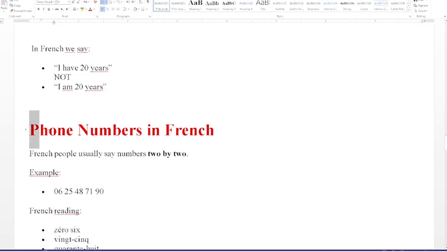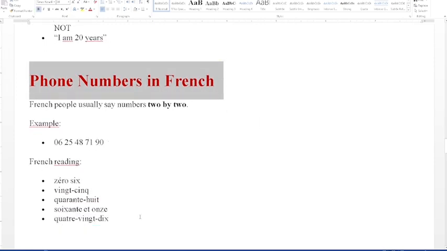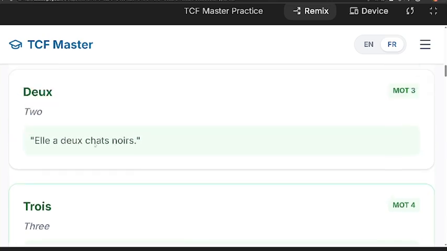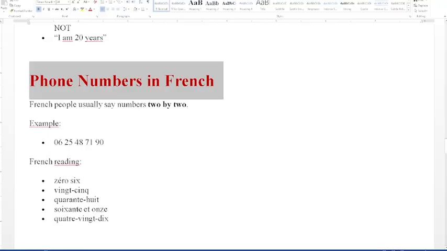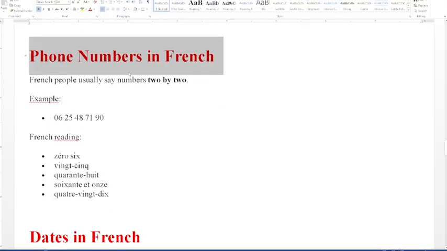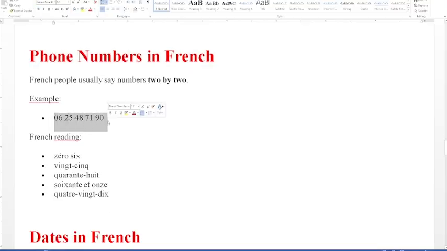Now how to say a phone number. This platform also shows that if you want to talk about a phone number, or buy something in the market, it is very important. You're asked to tell somebody your phone number. This is 06 25 48 71 90. You can see. Those are things you need to know so that you don't put yourself into trouble.